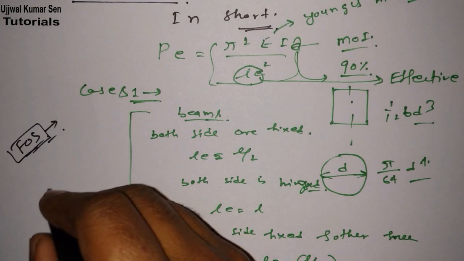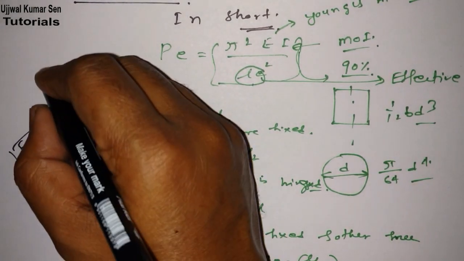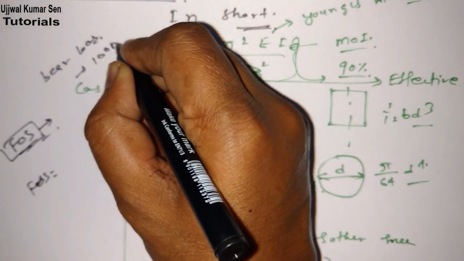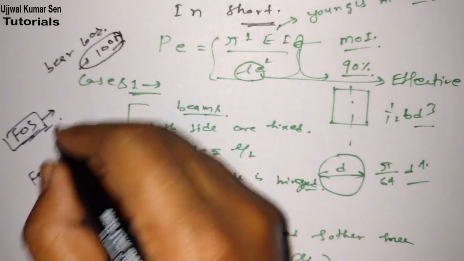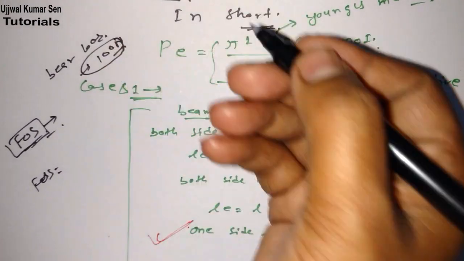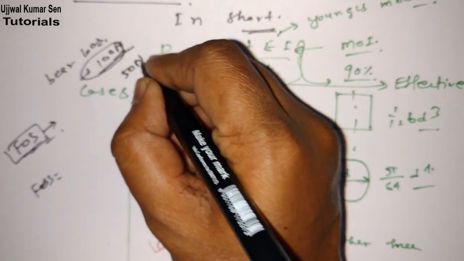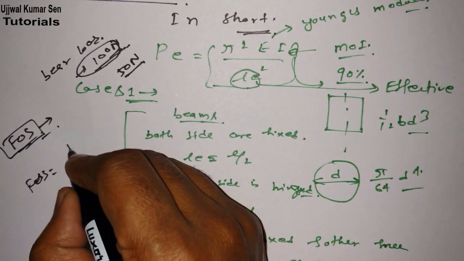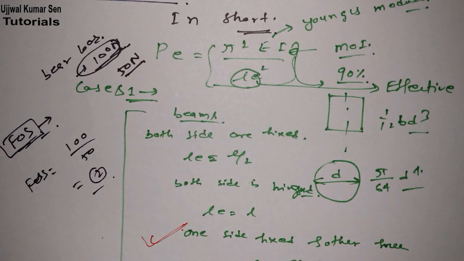So what is factor of safety basically? Let me share with you. Suppose that something can bear a load of 100 Newton, but we are telling the customer that the maximum load capacity of the thing is 50 Newton. That means how much factor of safety are we giving? 100 by 50 is equal to 2. We are giving a factor of safety of 2. Remember that this is known as factor of safety.